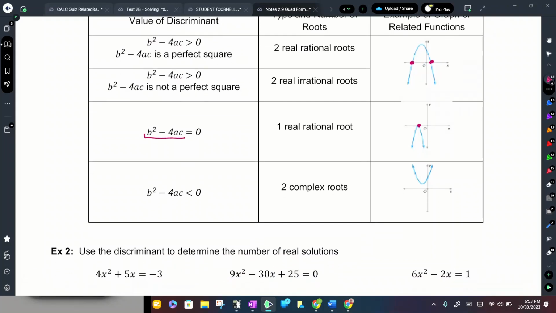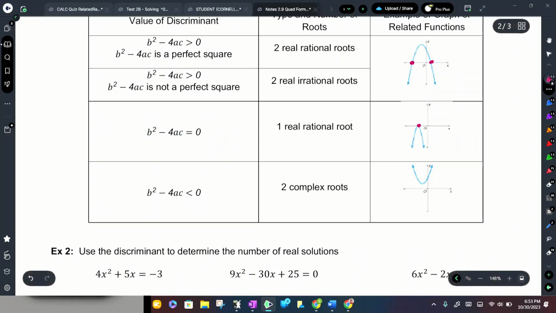If the numerical value of my discriminant is exactly equal to 0, we have 1 rational root. Think of this as like our perfect square trinomial, right? I don't know what this value is, let's call it negative 2. But if I had x plus 2 squared equal to 0, we can see that this has been shifted 2 units to the left. And so that gives us those roots.